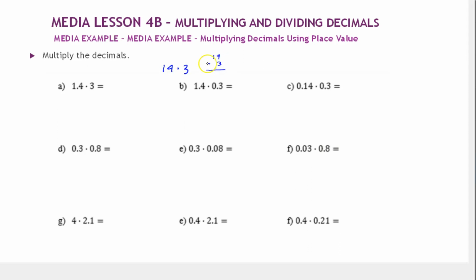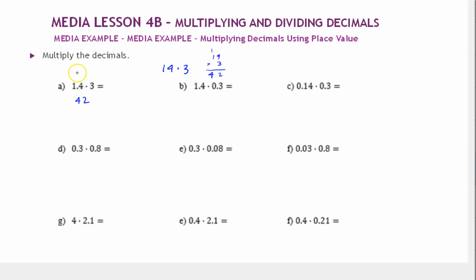And we can do this by hand. 4 times 3 is 12. 3 times 1 is 3 plus 1 is 4. So 14 times 3 is 42. So here I have 42. Let me move this a little bit higher. And now I just need to determine where the decimal goes.